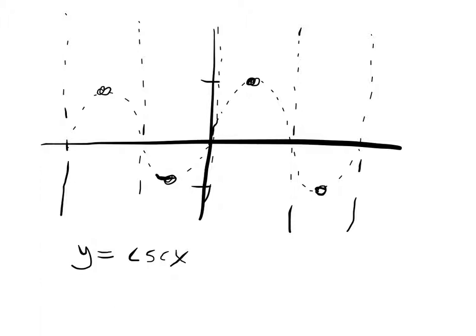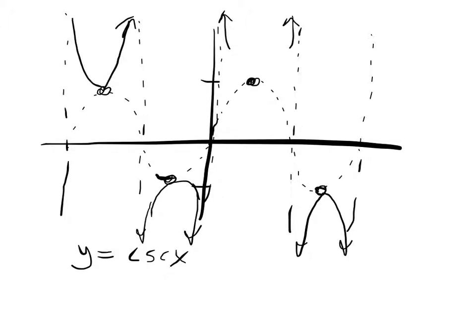And again, reciprocals of small positive numbers are very large positive numbers, and reciprocals of very large negative numbers, being negative though, are going to be very small negative numbers. And if I follow that pattern out in each little subsection here that the asymptotes divide our graph into, I wind up getting my cosecant graph.